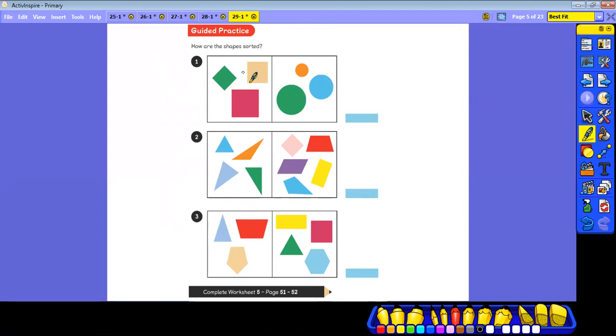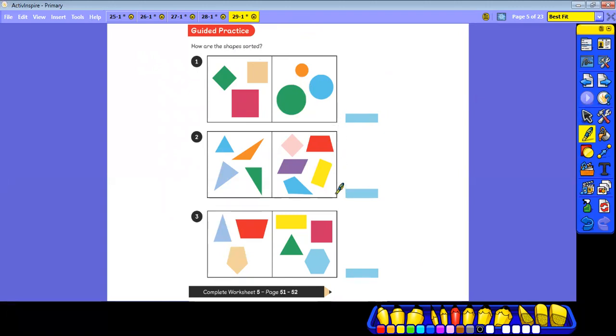I'm going to look at this first one. I think there is more than one way of sorting those shapes. I wonder what you've come up with. Okay, could say these are squares and these are circles, so we've sorted them according to their shape. What about the number of sides or the number of vertices? I think there's more than one right answer there, don't you, children?